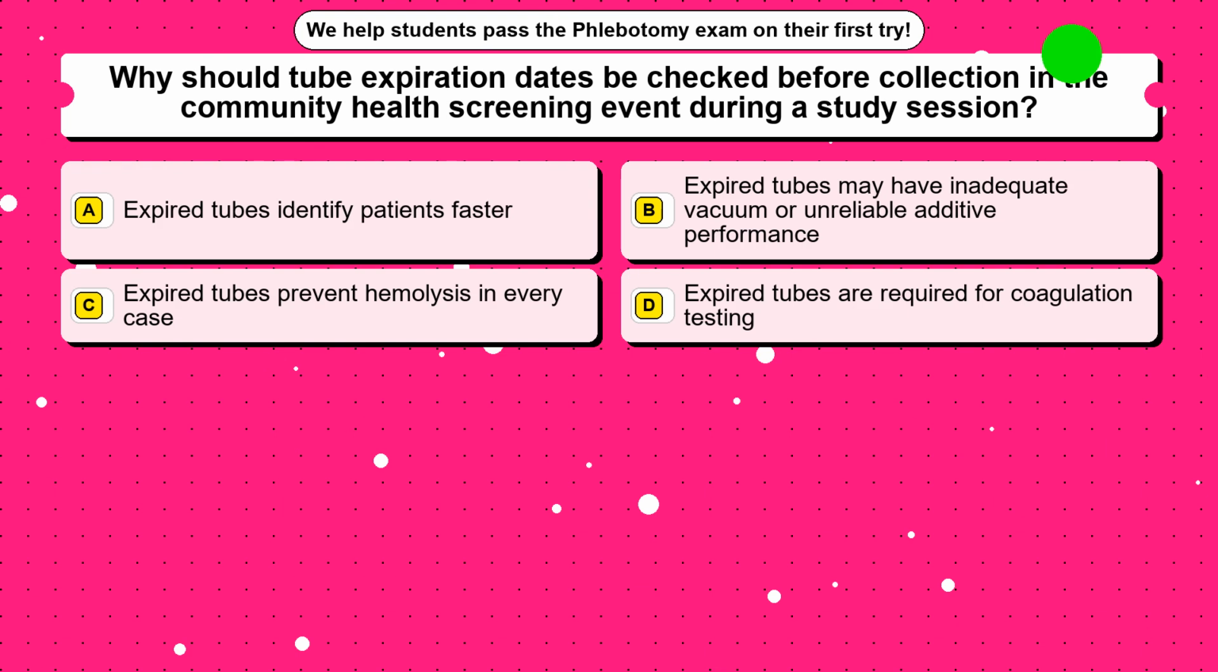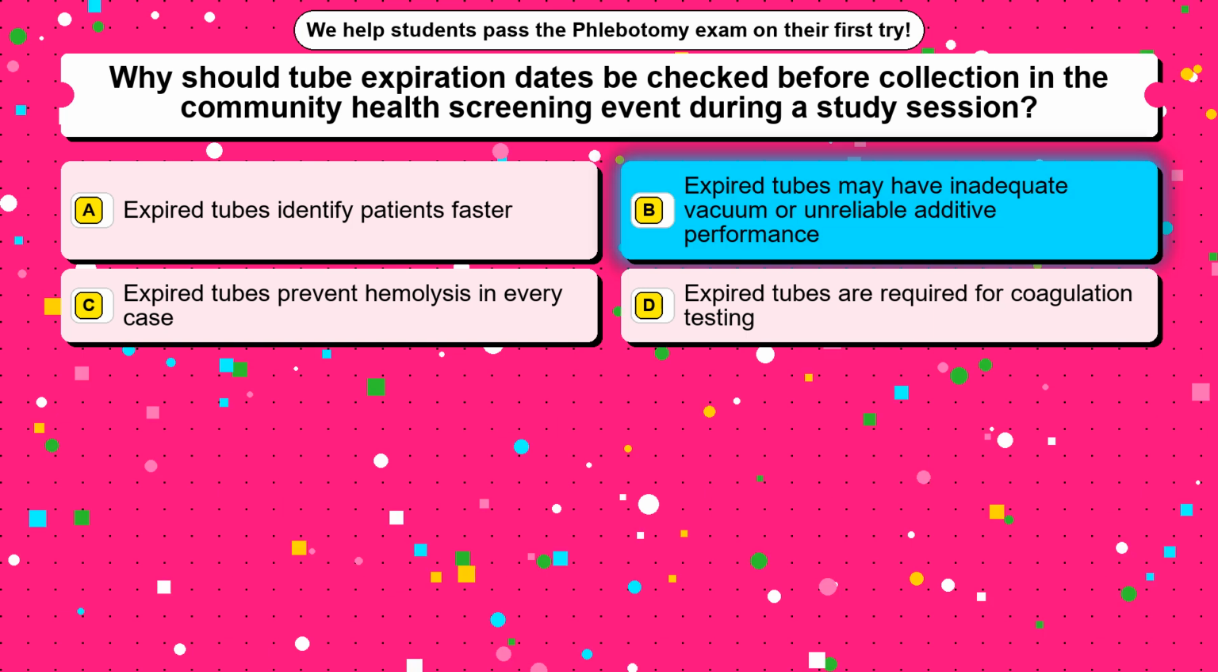Question 45. Why should tube expiration dates be checked before collection in the community health screening event during a study session? Option A, expired tubes identify patients faster. Option B, expired tubes may have inadequate vacuum or unreliable additive performance. Option C, expired tubes prevent hemolysis in every case. Option D, expired tubes are required for coagulation testing.